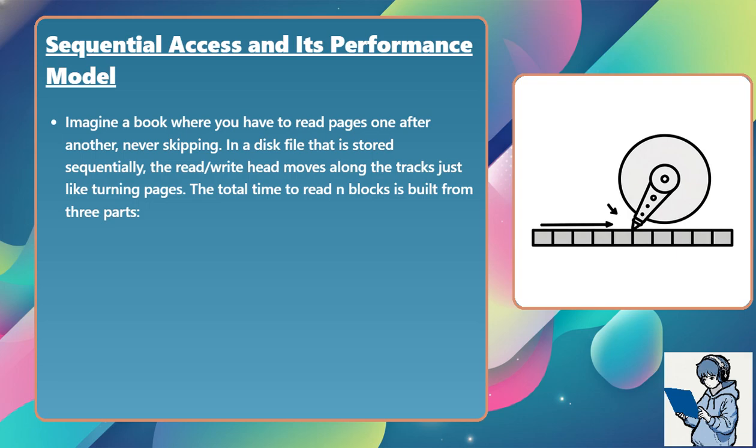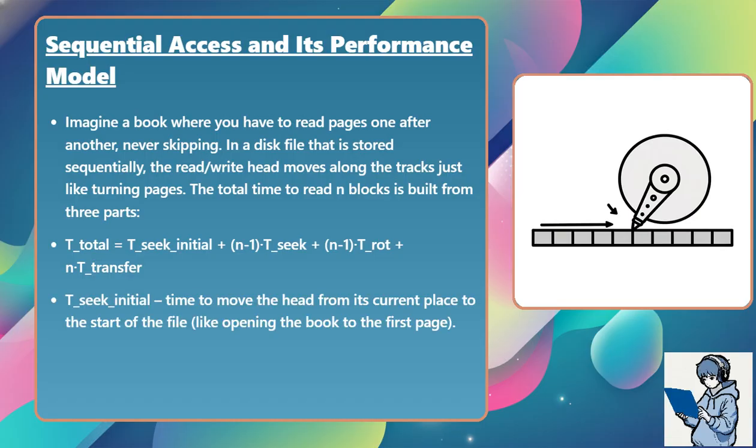Imagine a book where you have to read pages one after another, never skipping. In a disk file that is stored sequentially, the read-write head moves along the tracks just like turning pages. The total time to read n blocks is built from 3 parts. T total equals T seek initial plus n-1 times T seek plus n-1 times T rot plus n times T transfer.